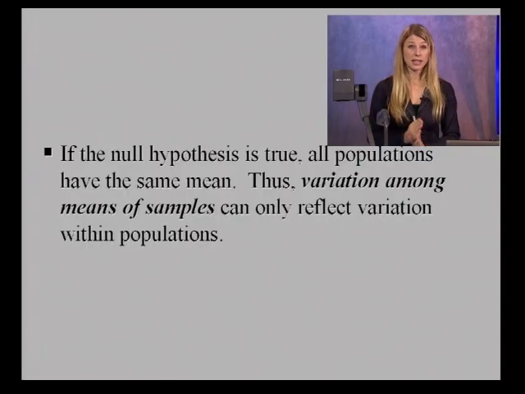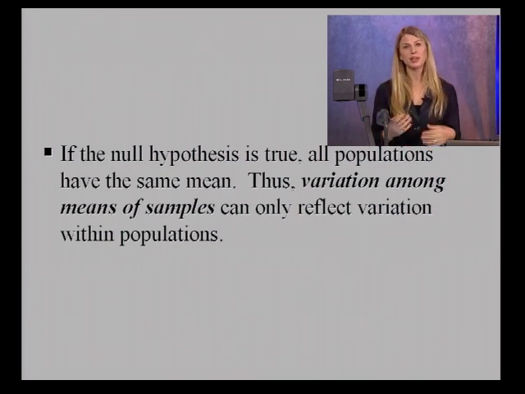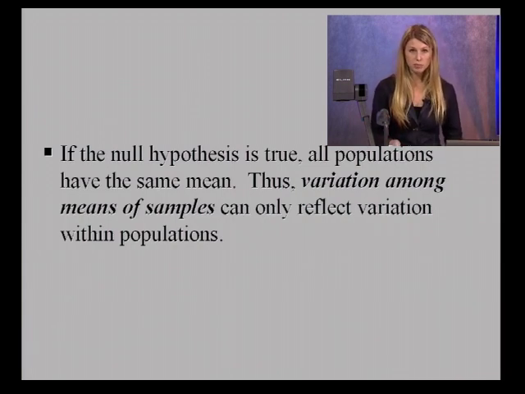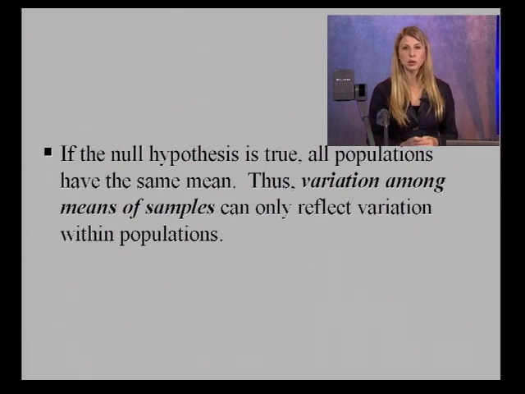So now let's think about some logic behind this test. If the null hypothesis was true, all populations have the exact same mean. Okay? So if you were to calculate the variance of population means, it would be 0. But because of sampling error, you're never going to get the exact same mean for your samples as for the population. So if the null is true, any variation between your sample means is only due to sampling error.